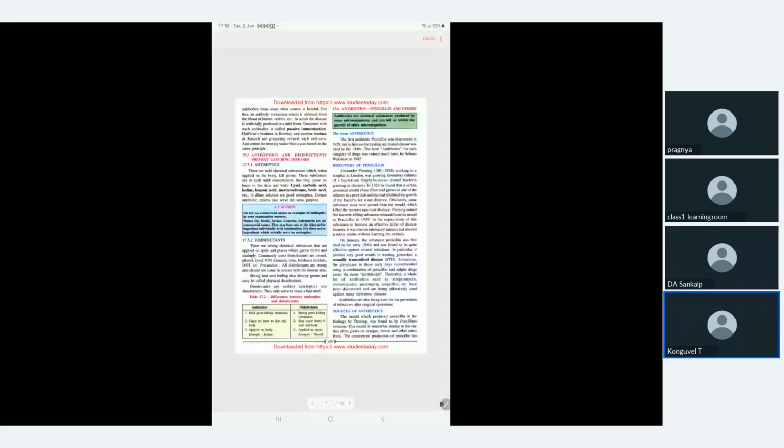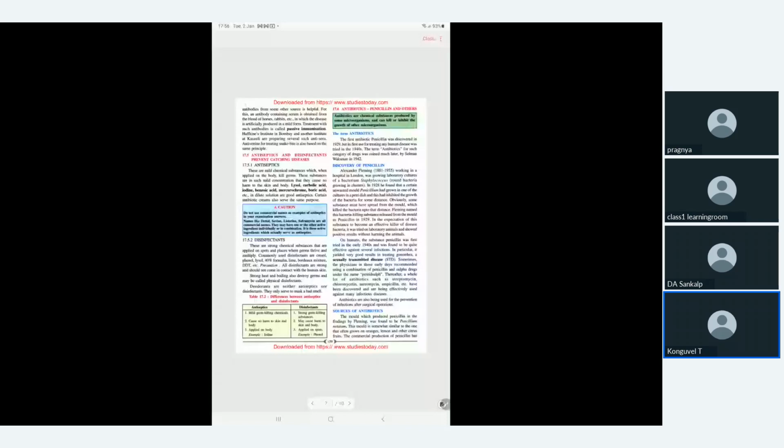And then, what is passive immunization? Sometimes your body is not able to produce antibodies. No antibodies are produced in your body. What can you do? You can be given an antibody injection. That's why it is called passive immunization.